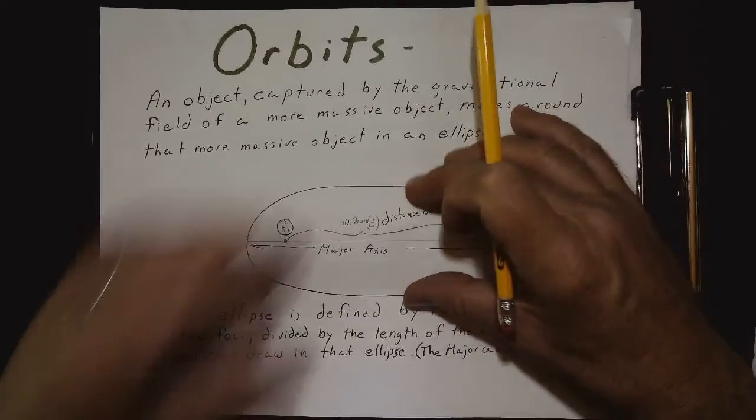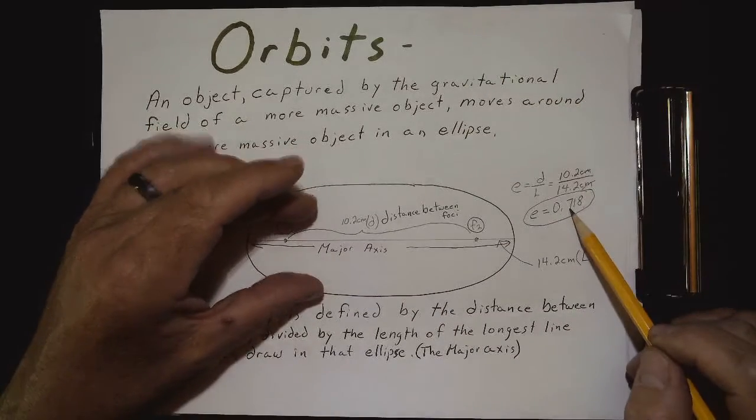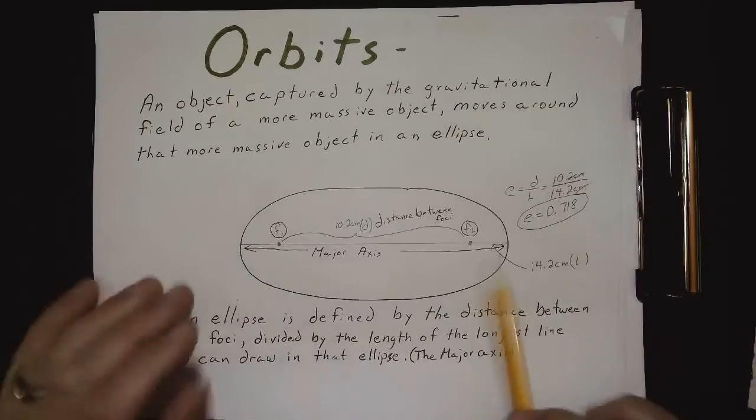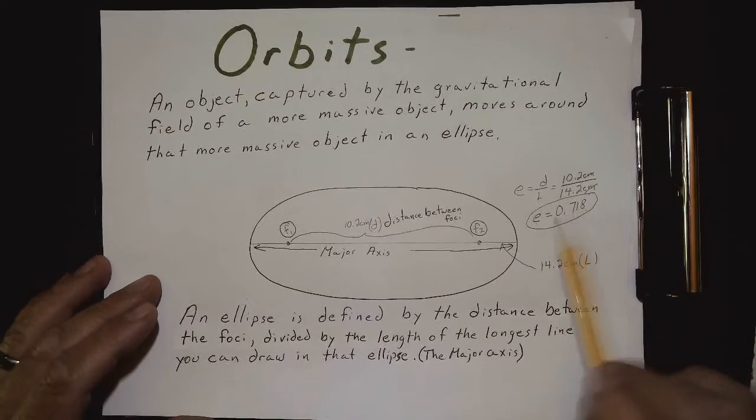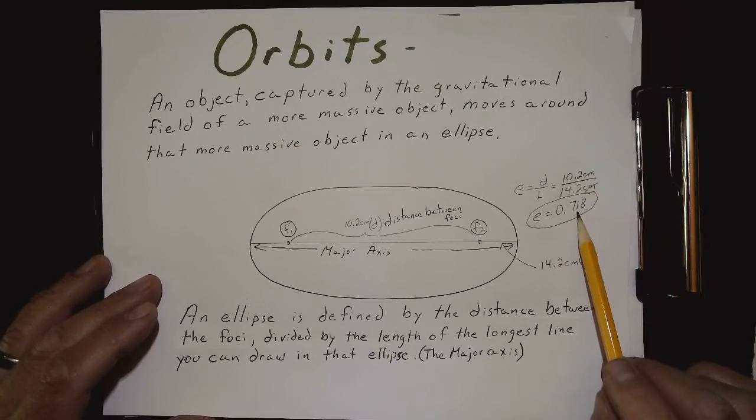If I were to get this more squished, this number would go up. It would get higher. If I were to get that more circular, that number would go down. It would get closer to 0. The largest this number can ever be is 1.